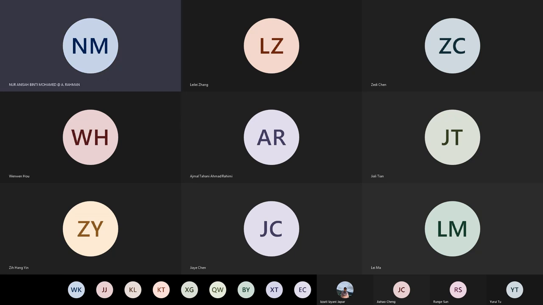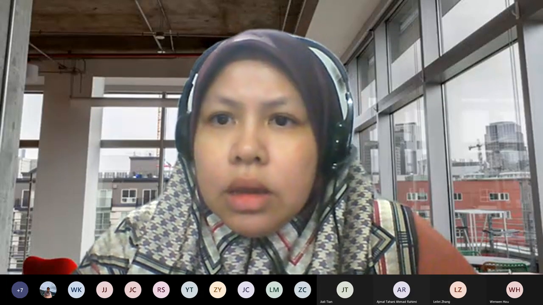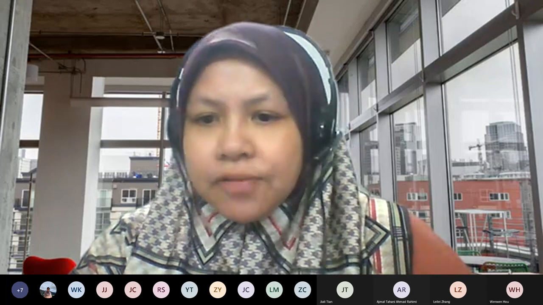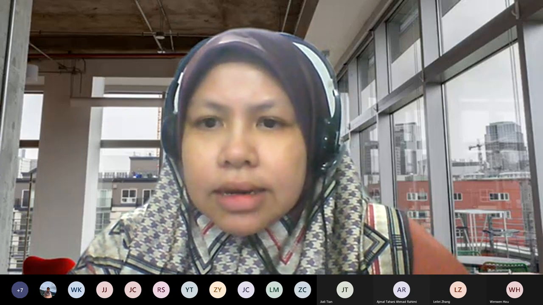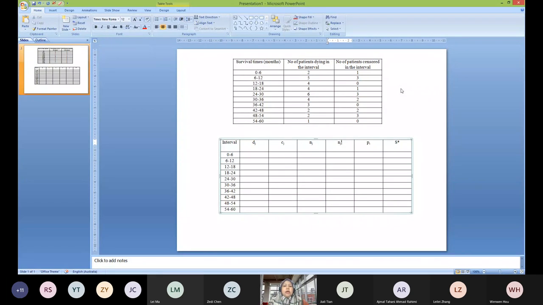Okay, so can you do question 1A? If you still have no idea on how to do this question, let us look at how to calculate S hat T, the survival function, or how to perform the life table. Here, I pasted the table, which consists of 50 patients with myeloma disease. The first column represents the survival times in months, the second column is the number of patients dying in the interval, and then the number of patients censored in the interval. If you recall back last week, I discussed with you the life table and also the Kaplan-Meier.